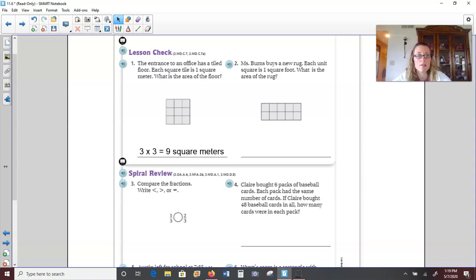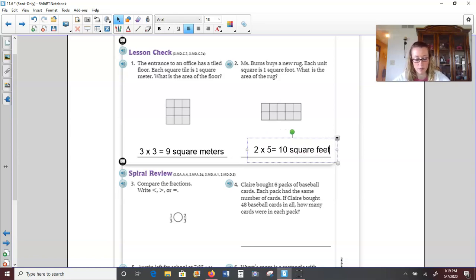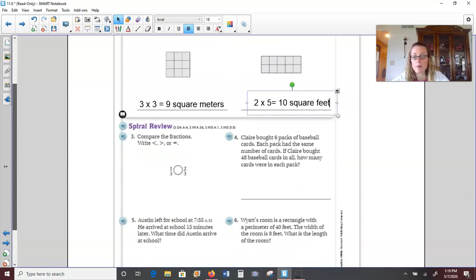Each unit square is 1 square foot. So I see 2 rows times 5 in each row. So 2 times 5 is 10. And our label is square feet. Okay? Down to our spiral review.